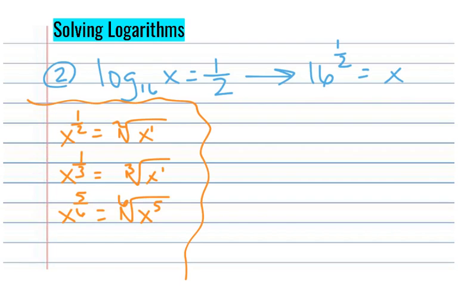Alright, so let's get back to our problem. If I have 16 raised to the 1/2, granted you can plug that into your calculator exactly the way that it is written, but we're going to take our 1/2 and turn it into a square root. So this is the same thing as the square root of 16 equals x, right? If we take the square root of 16, we're going to get 4, and that is our solution.